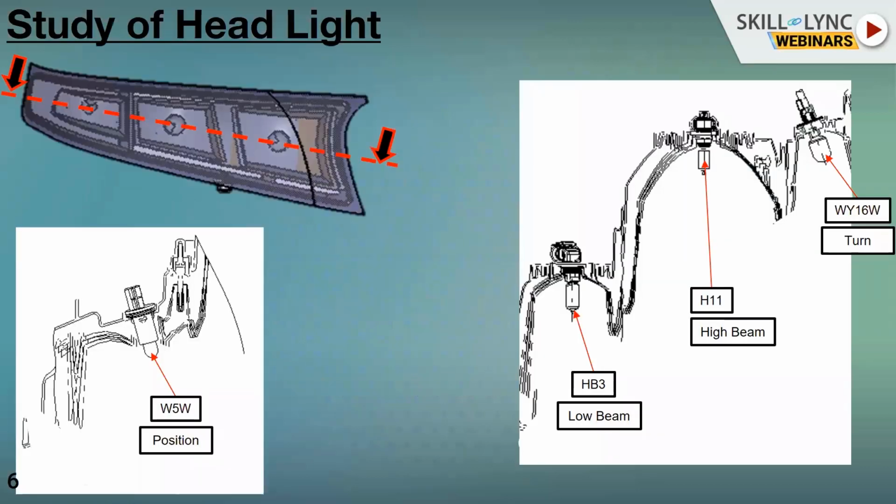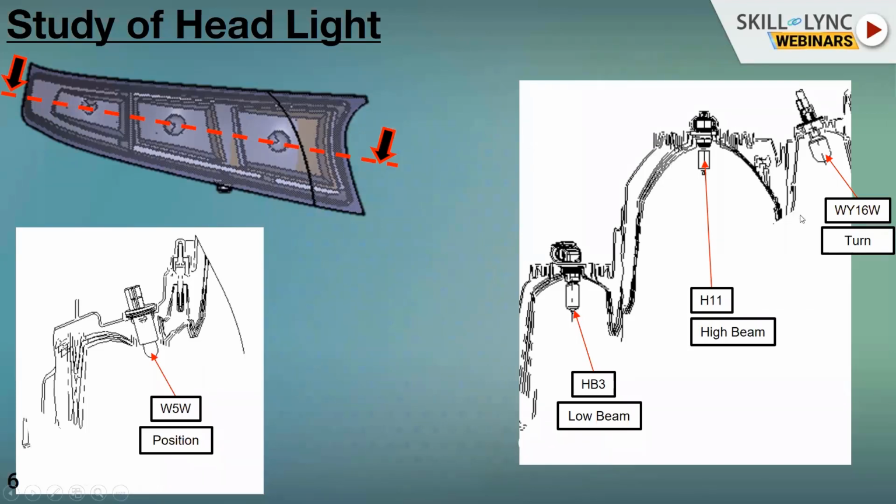Coming to the next, that is the headlight section. Here we have one of the models being designed, and we will talk about the function first. We have the WY16W for the turn indicator, H11 for the high beam, HB3 for the low beam, and the W5W for the position. And you can see there are two or three sections.